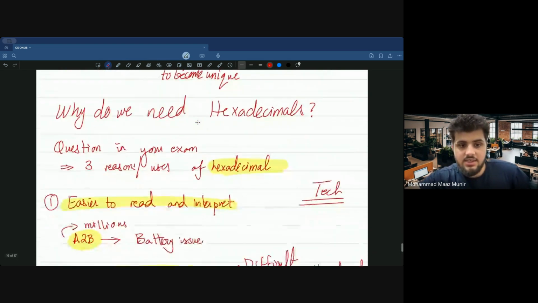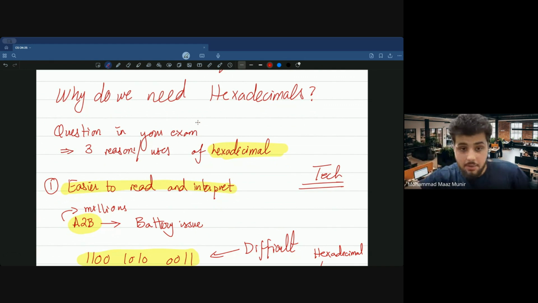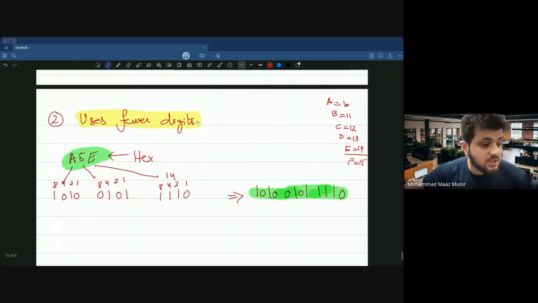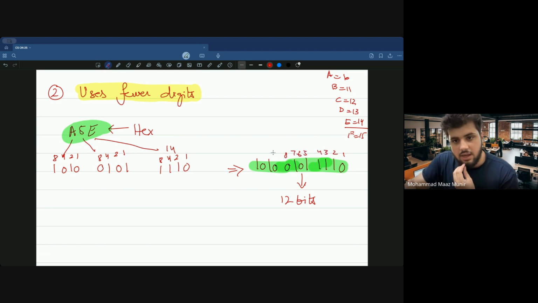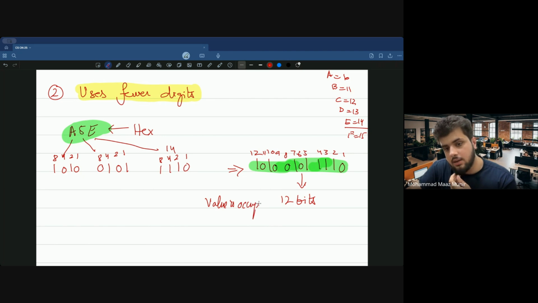You see, we discussed this above. It's easier to read and interpret. And secondly, it uses much fewer digits. Exactly. And one other element attached to it. When it uses fewer digits, like you see right now, this binary number has 12 bits. We have the first, second, third, fourth, fifth, sixth, 7, 8, 9, 10, 11, and 12th bit. So in memory, the value is occupying 12 bits.